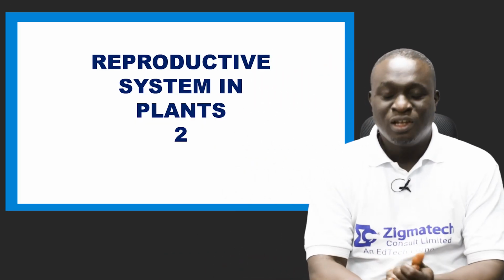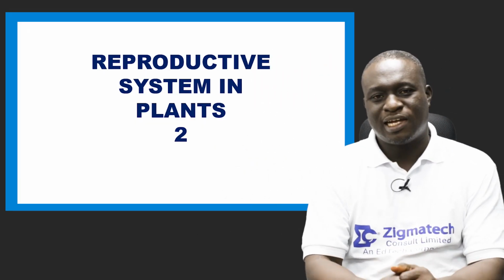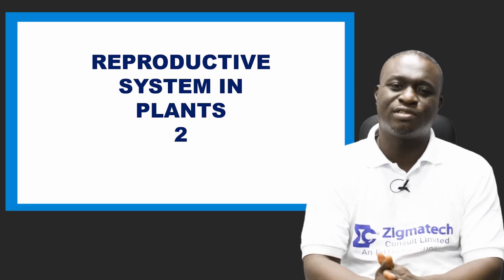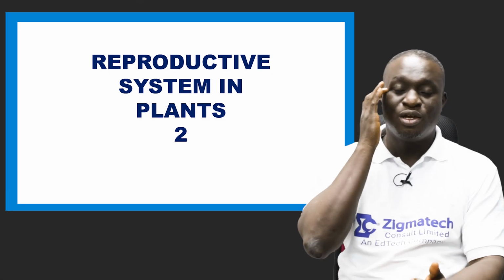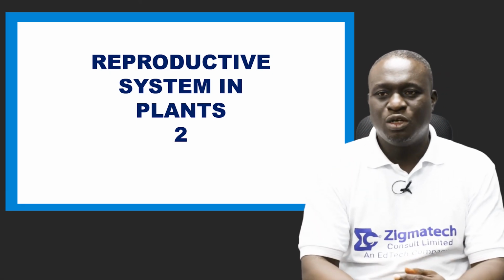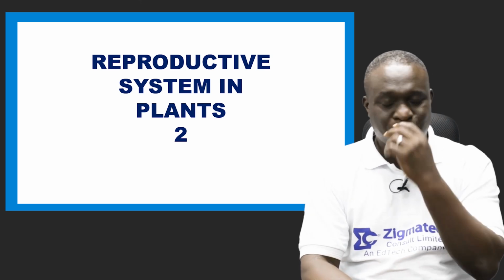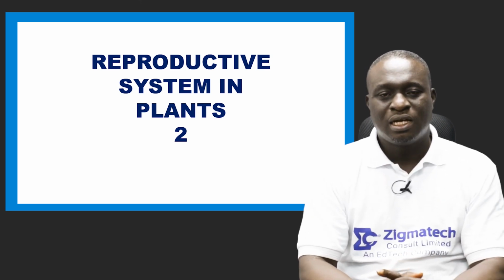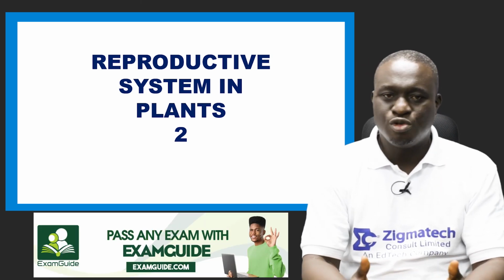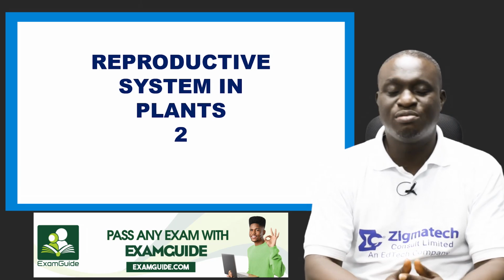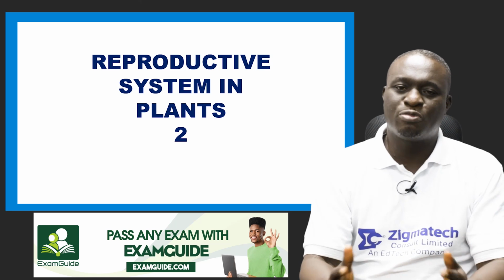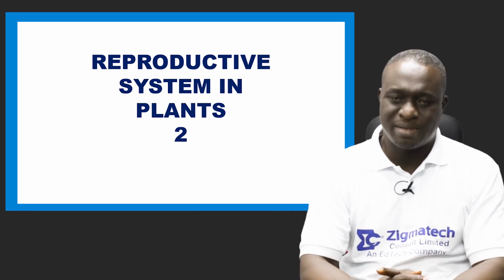Hello again. Today we're going to be looking at another wonderful topic still on the reproductive system in plants. I remember we started by looking at plants. We said that plants have several parts: they have the roots, the stems, the leaves, and they also have flowers. And flowers are the reproductive parts of a plant.